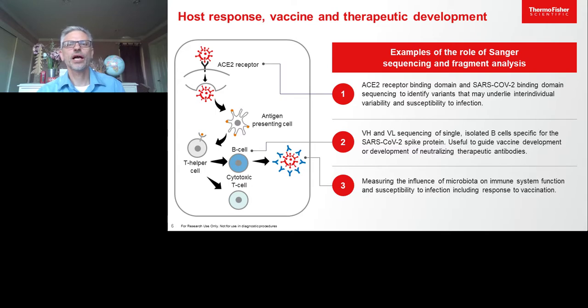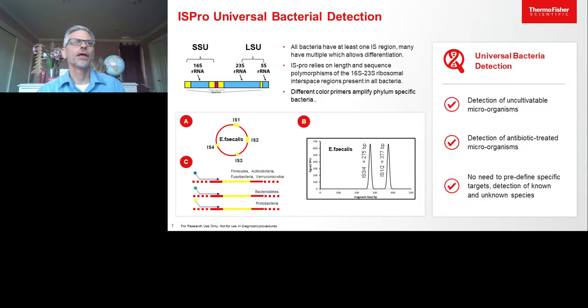And as we'll see in the next few slides, a fragment analysis-based CE approach can provide a rapid, cost-effective approach to profiling microbiota in the gut and the airways. A technique known as IS-pro has been developed by a small startup company in the Netherlands called InBiome. Their approach is based on the specific amplification of interspace regions in bacteria to generate fluorescently labeled fragments that can then be separated on Applied Biosystems genetic analyzer instruments.